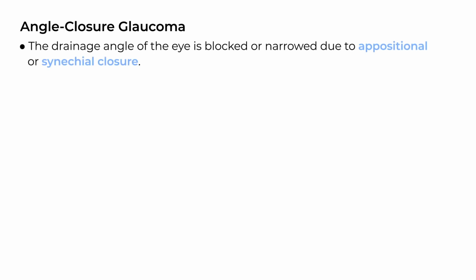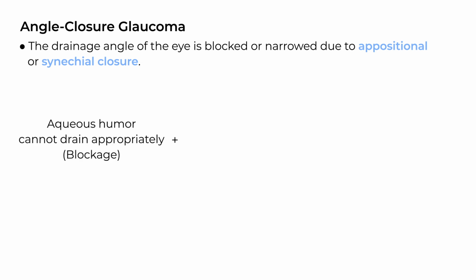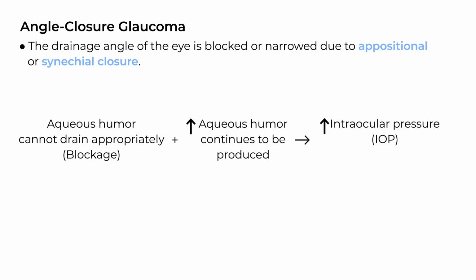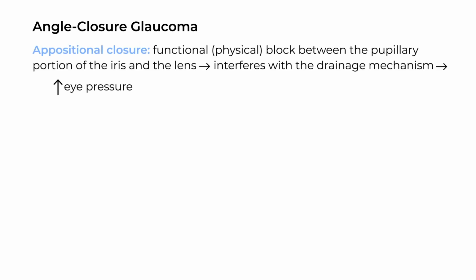In angle closure glaucoma, the drainage angle of the eye is blocked or narrowed due to appositional or synechial closure. The aqueous humor can't drain appropriately while additional aqueous humor continues to be produced. So that leads to an intraocular pressure increase. In appositional closure, there's something that's physically blocking the drainage mechanism, and that can happen in acute pupillary block where there's a functional block between the iris and the lens.